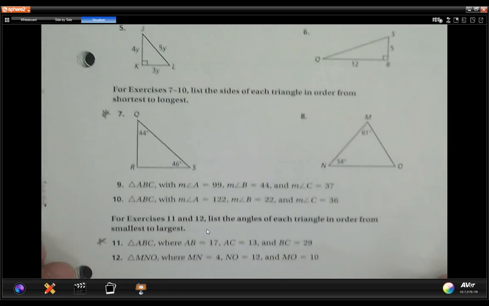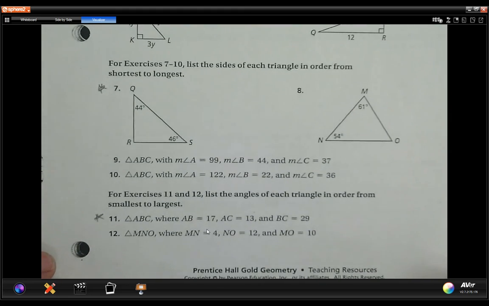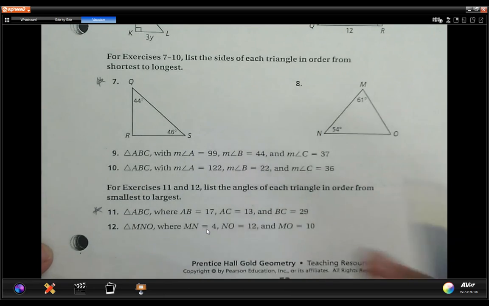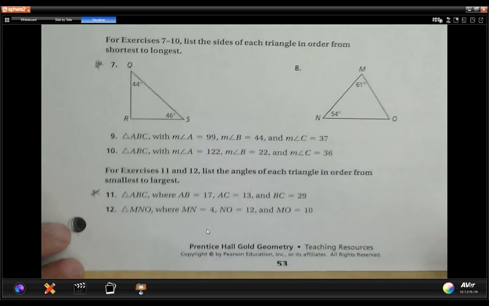Number 7 is very similar. You're just doing the sides. The one I probably want to look at, because again, we did some examples of this already, and I don't want to make this video like 40 minutes long.